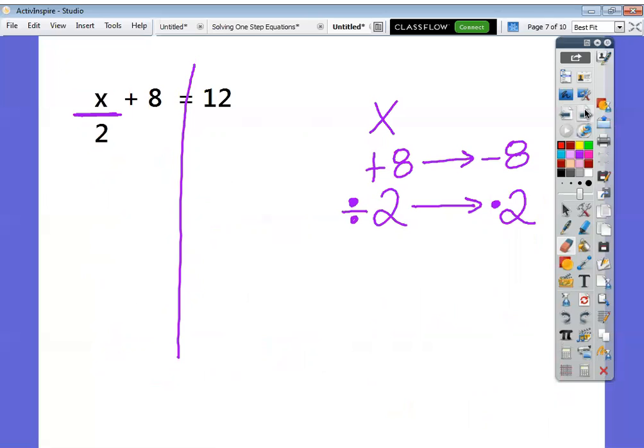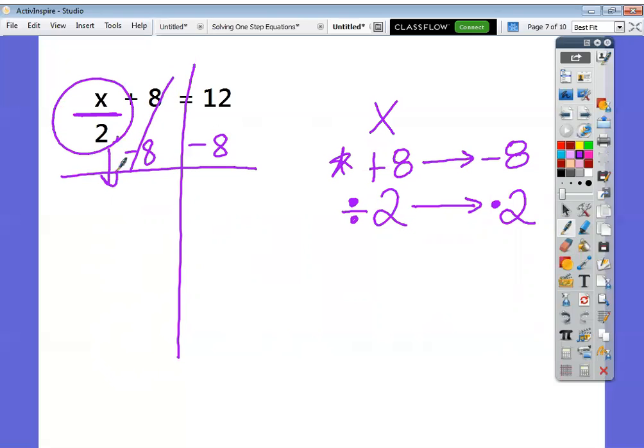So we're going to always start with the addition first. Since it's adding, the inverse is subtracting, so I'm going to subtract 8 from both sides. Those cancel out, so I'm going to take this and bring it down. So it's x divided by 2. 12 minus 8 is 4.